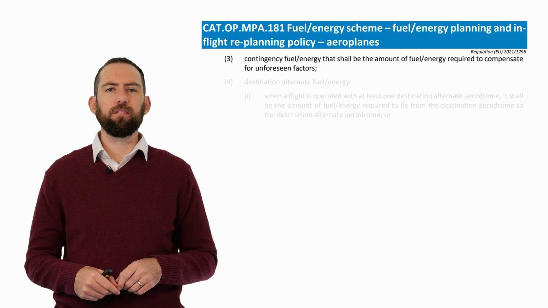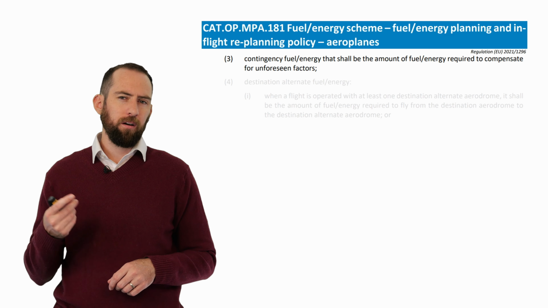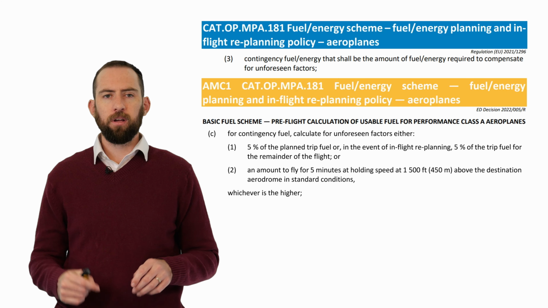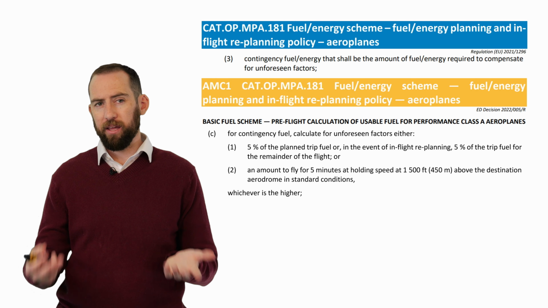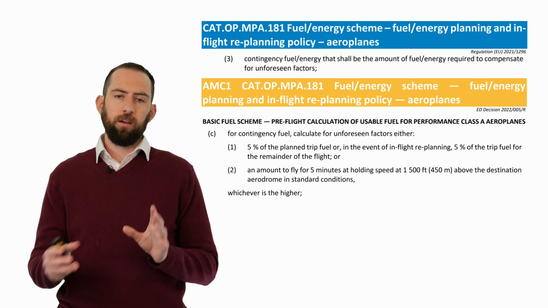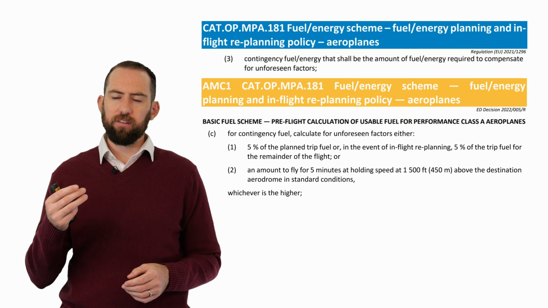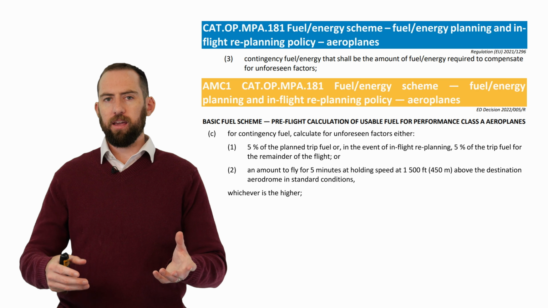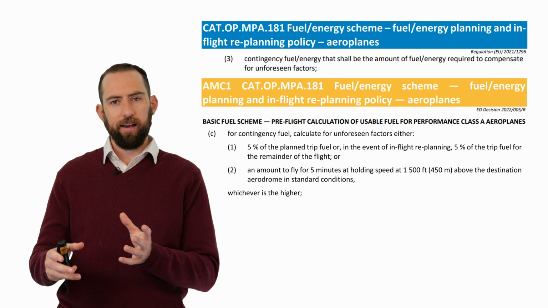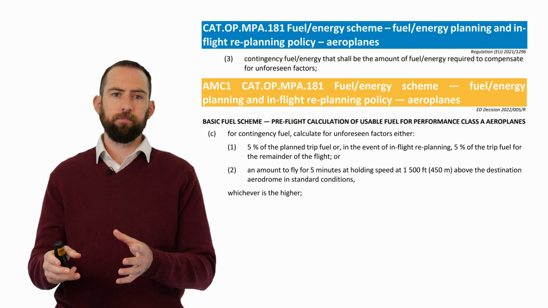So we need to compensate for unforeseen factors. How do we do that? Well, the first thing to note is the amount of contingency fuel carried depends on the operator's fuel scheme. Now, AMC1 only covers the basic scheme. So if an operator is using the basic scheme, they carry contingency fuel calculated as 5% of the trip fuel.